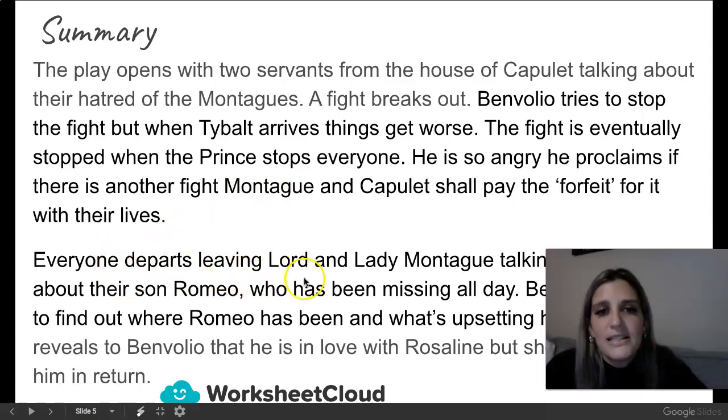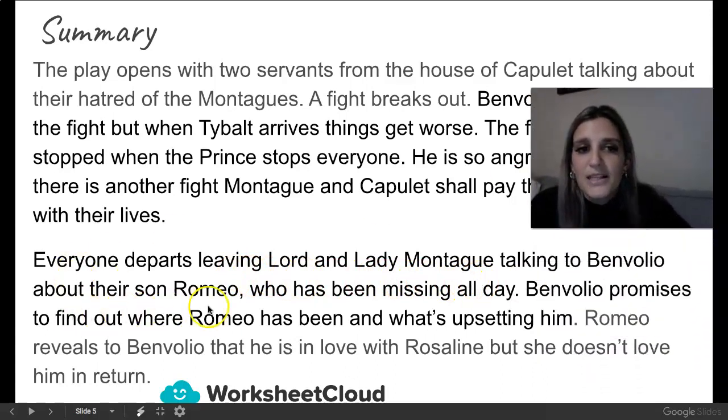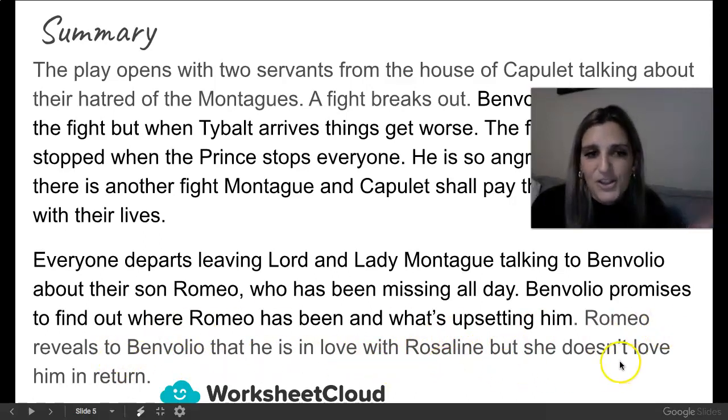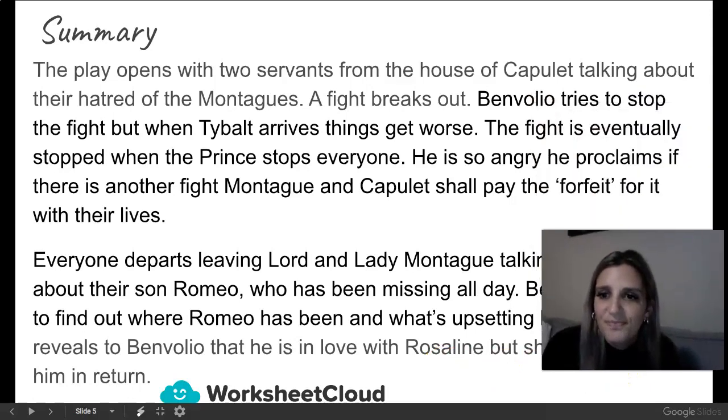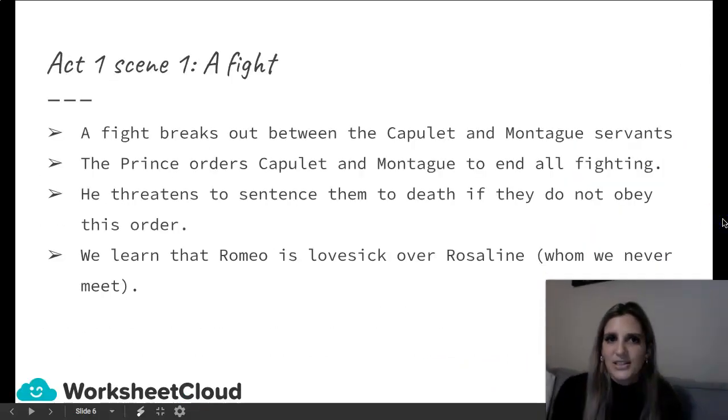Everyone departs, leaving Lord and Lady Montague talking to Benvolio about their son Romeo, who has been missing all day. Benvolio promises to find out where Romeo has been and what's upsetting him. So he's upset because he's in love with Rosaline. Romeo reveals to Benvolio that he is in love with Rosaline, but she doesn't love him in return. So we meet him and he actually is in love with someone else.